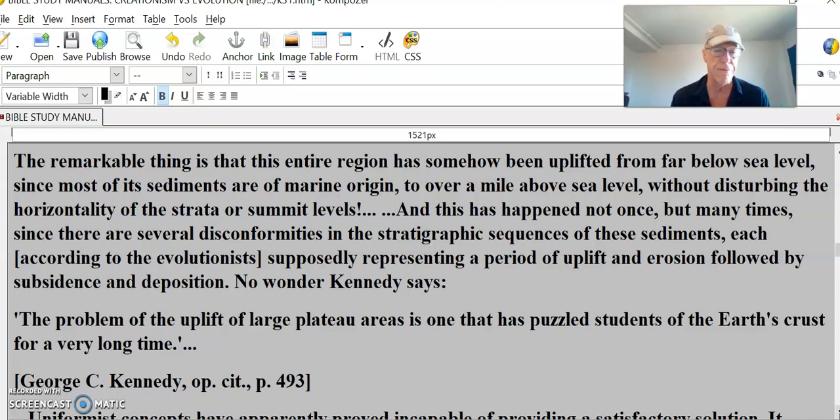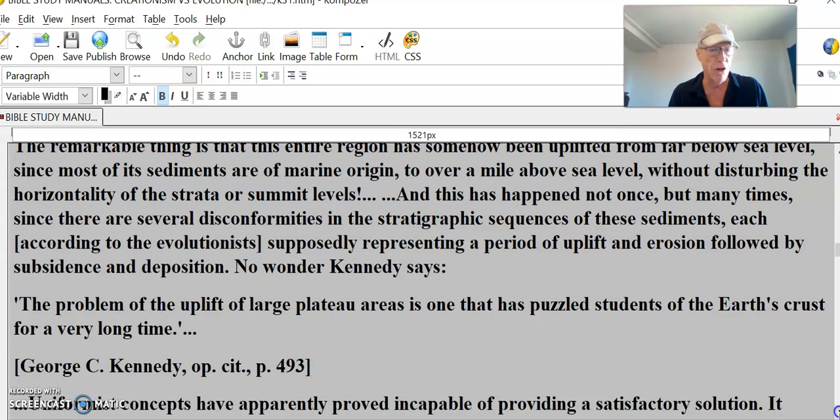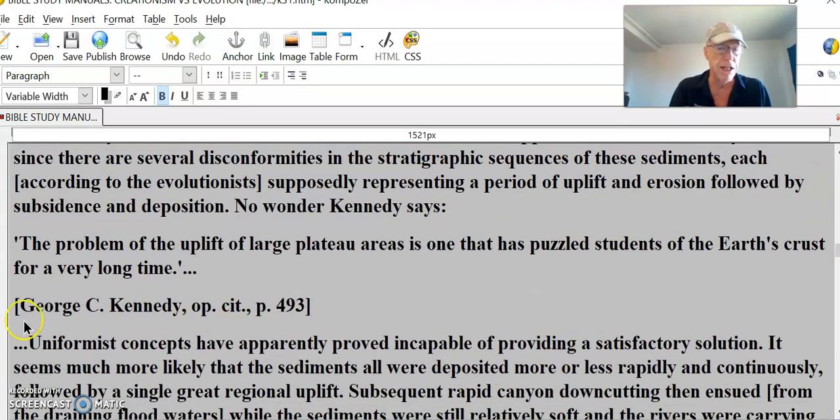But the problem is it's so ununiform and so vast. Something had to happen quickly. You can't have a little uplift mountain here and then sediment right there, and then a mountain next to it that is 5 times taller, and it didn't happen over there. No wonder Kennedy says the problem of the uplift of large plateau areas is one that has puzzled students of the Earth's crust for a very long time. George C. Kennedy.